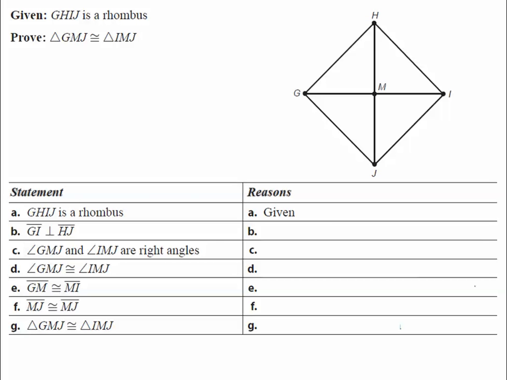Okay, and the third one is GHIJ. GHIJ is a rhombus. Prove that triangle GMJ is congruent to triangle IMJ.